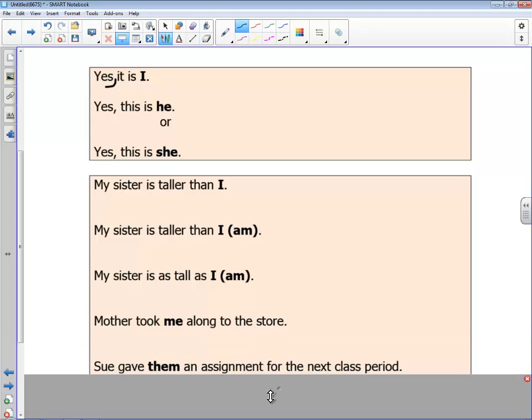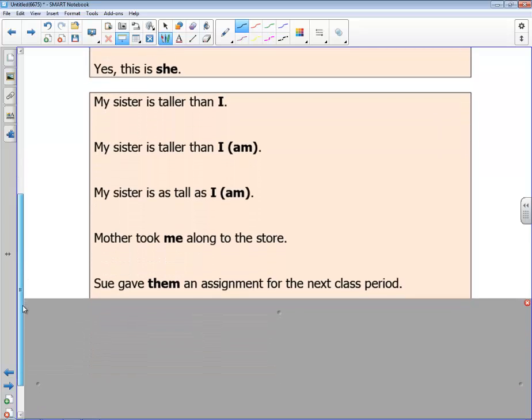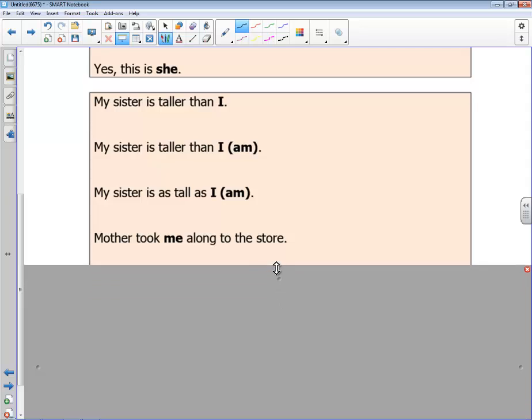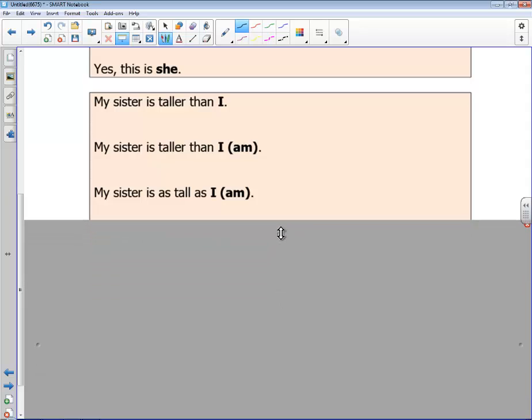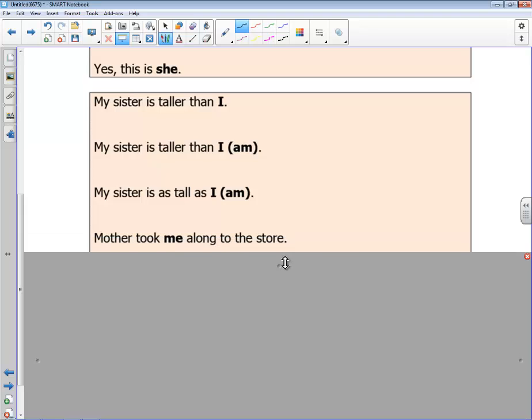Mother took me along to the store. Other examples now of the correct use of the pronoun. Okay, another form of pronoun is the objective pronoun case. Objective pronouns are him, her, it, and them. Also me and us. So you would say, Mother took me along to the store.